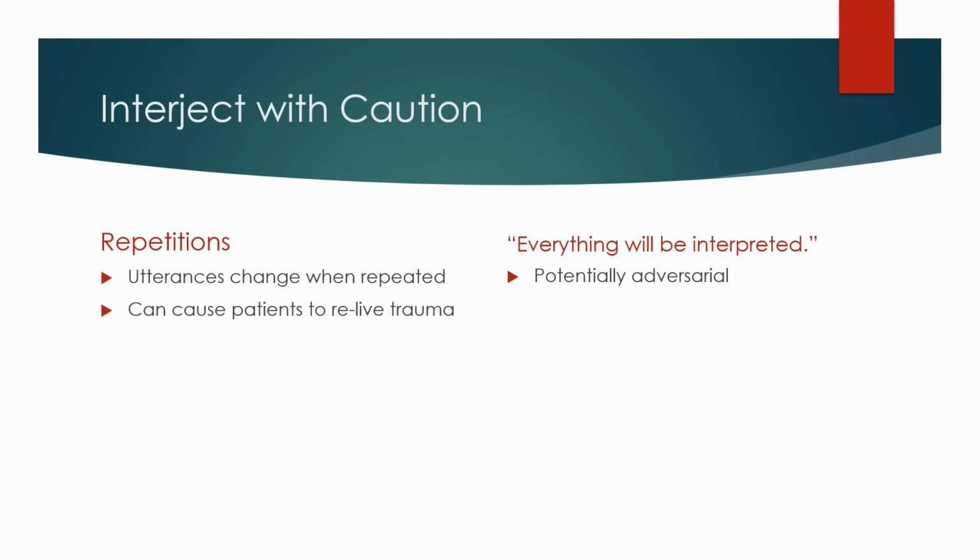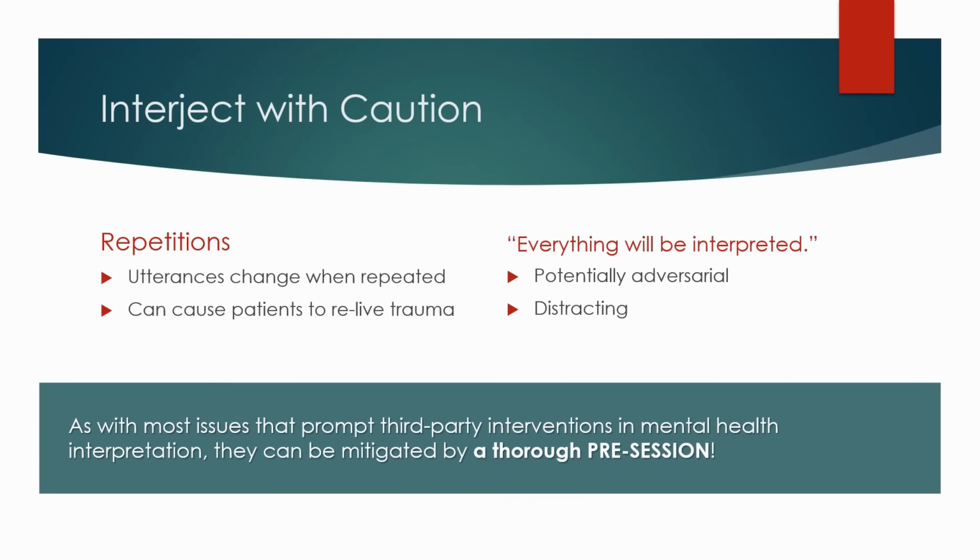So, as I said, switching into third person and interjecting to remind everyone that everything will be interpreted can potentially be adversarial. And it can also be distracting. When I mention that this can be a problematic interjection, it just underscores the importance of having a robust pre-session when going into mental health encounters. Because nine times out of 10, you can avoid these issues by having a thorough pre-session. That's not to say that you won't have to repeat these things, but it can help you to mitigate some of these issues.